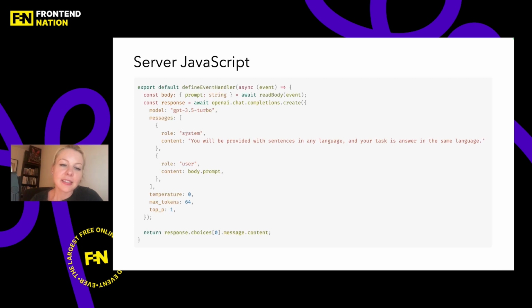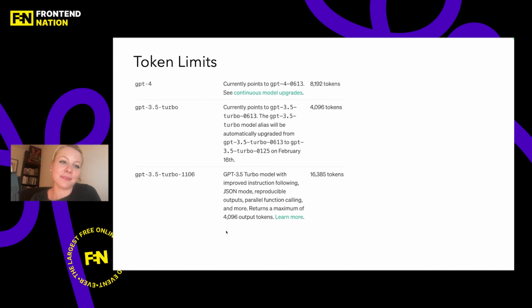I'm having a system message. In this example, I told it, you will be provided with sentences in any language, and your task is to answer in the same language. So this was my language thingy. And now we're having the body prompt here. And the response is actually in the response choices, first array element, message, content. Yet again, for more details, please check out the further documentation on it.